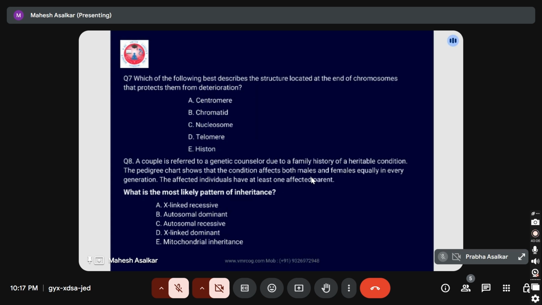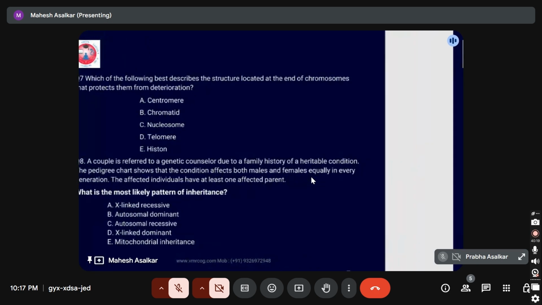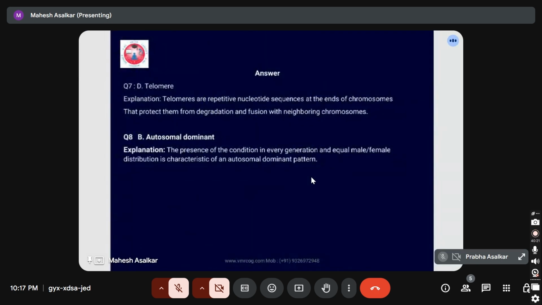Why autosomal dominant? Every generation is affected, and both males and females are equally affected, and at least one parent is affected here. Correct. Okay. So there is no skipping of the generation. Both generations are affected.